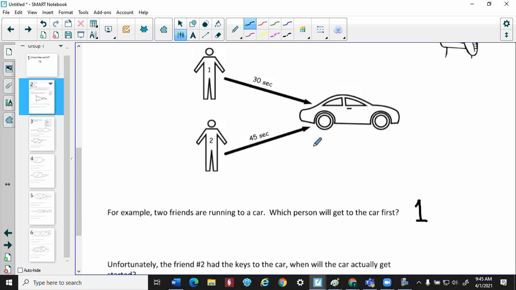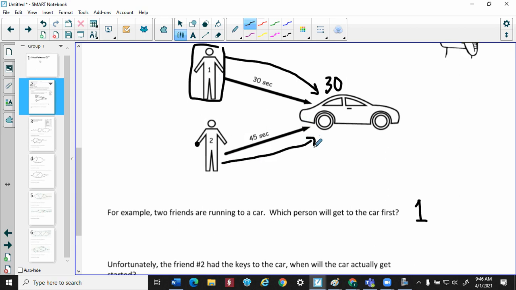Going back to this example, very simple. This friend here, yes, he will get to the car faster. He'll be there in 30 seconds. But unfortunately, friend two had the keys. So friend one is getting to the car faster, but he's waiting until friend two gets there. Friend two gets there at 45 seconds, and then the car can start at 45 seconds.